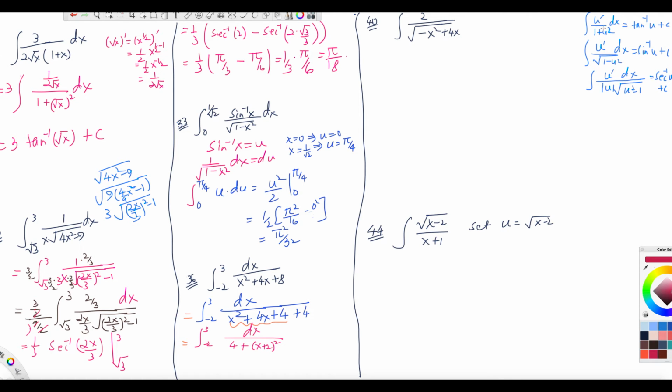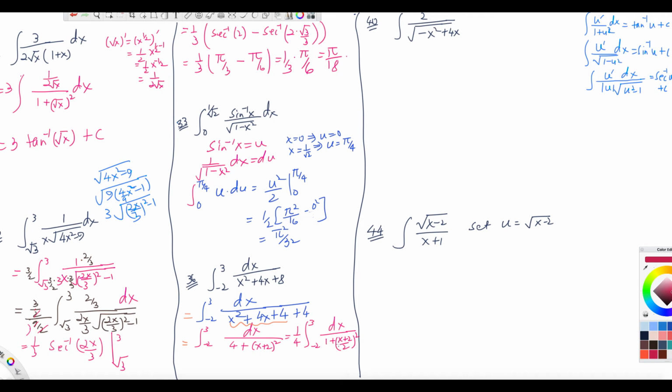Okay, so how does that look? That will equal 1/4, I'm taking 4 out, times the integral from negative 2 to 3 of dx over 1 plus x plus 2 over 2 squared. Does that make sense? I'm taking 4 out. When you take 4 out, you write 1 plus that over 4, so I can write x plus 2 over 2 squared.